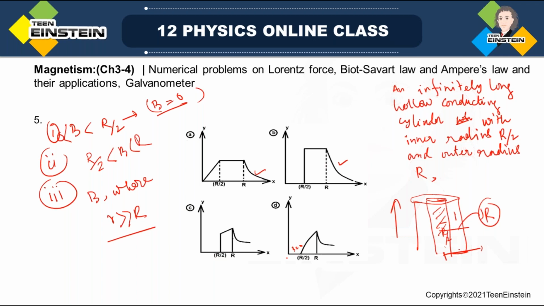The magnetic field is zero here. Now in between the region we have seen there are two variations. One is directly proportional to r and another one is inversely proportional to r. When it is directly proportional, we can go like this, but it has 1 by r variation, so it goes very slowly. So that's why the graph is this. So option D will be the correct answer for this question.